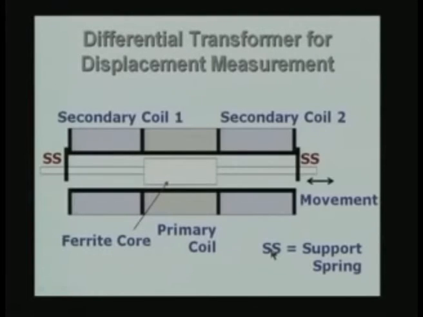Before that, let us just recapitulate the LVDT construction. It consists of a primary coil. You see here a primary coil. This is actually a cylindrical thing. I have taken the cross section. There is a core which is made of a ferrite material, and it is capable of movement in the longitudinal direction. It can move in and out like this. Either it can move this way or this way. So, that is what is indicated by this movement. There are two secondary coils, secondary coil 1 and secondary coil 2, which are coaxial with the primary coil.